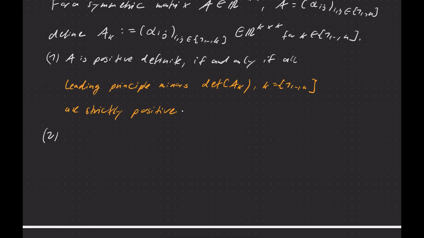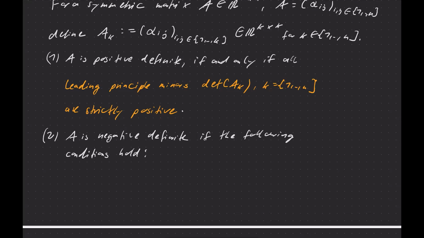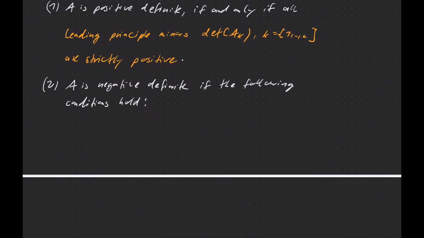And second, for the negative definiteness, A is negative definite if the following conditions hold. Again, for the leading principal minors. So this is a little more complicated. It's deceiving to think, well, the determinants have to be negative. That is not the case. So watch out there.